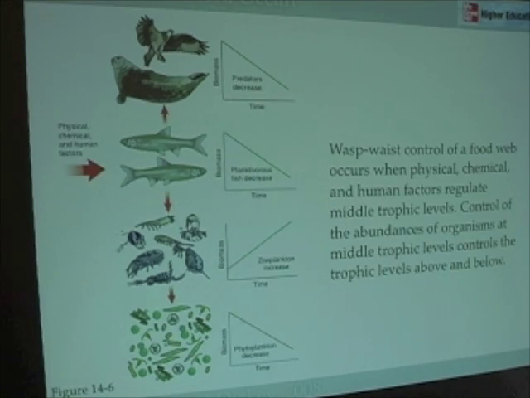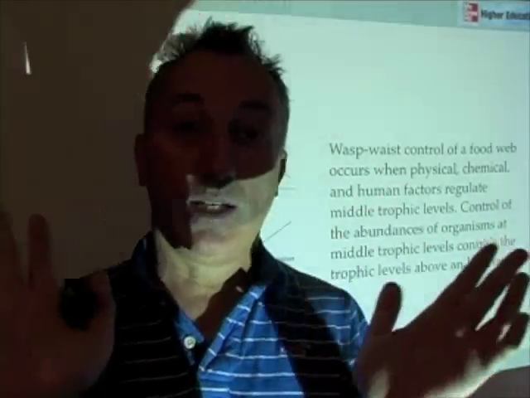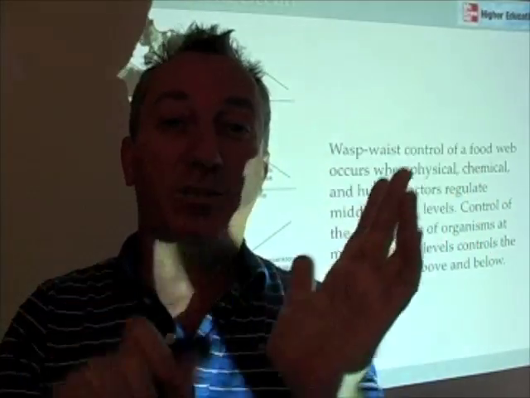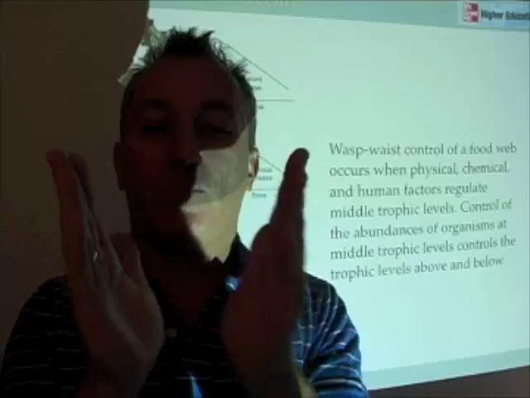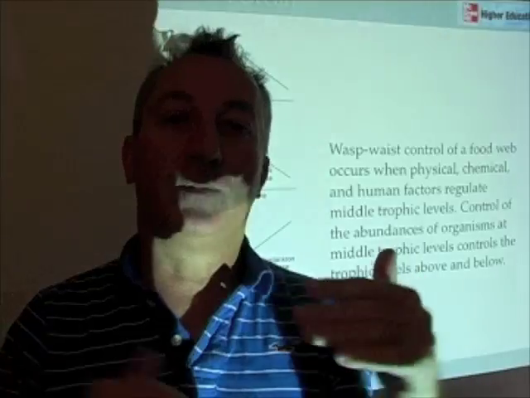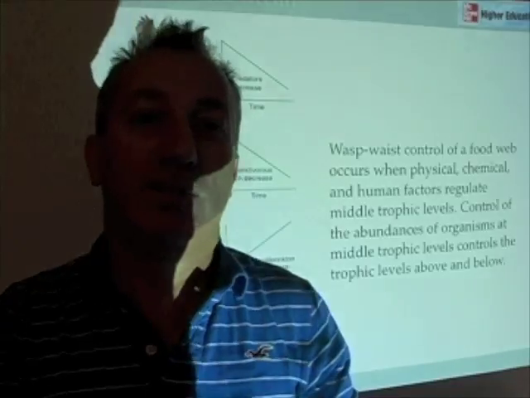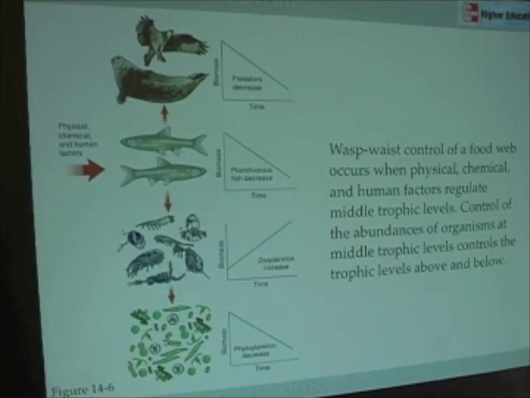The final type of control on food webs is called wasp-waist control. It's called wasp-waist control because if you think of the waist of a wasp, it's sort of V-shaped, right? Okay, it's like an hourglass shape. And so it's that constriction in the middle that is illustrative of this type of control of a food web.